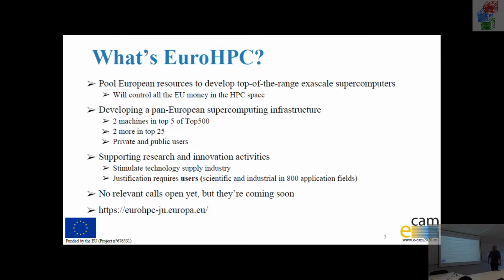What do they plan to do in the next 4 to 5 years? They want to have 2 machines in the top 5 of the Top500 and a further 2 in the top 25 within the next 5 years. And those are going to be open to private and public users. Probably mostly public, but they really want to see European industry using these kinds of machines. That's the kind of activity they will support a lot. They want to support people and projects to bring industry into these kinds of resources.